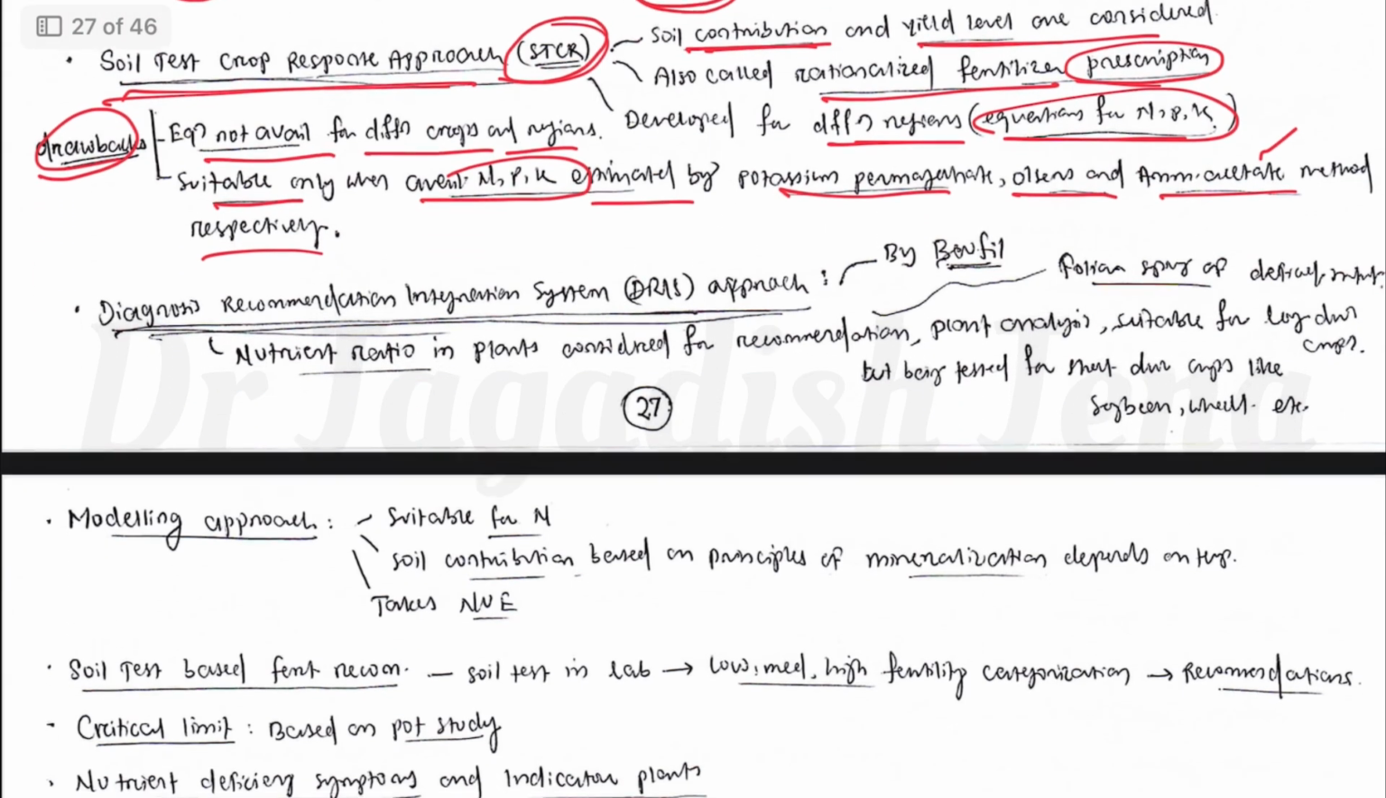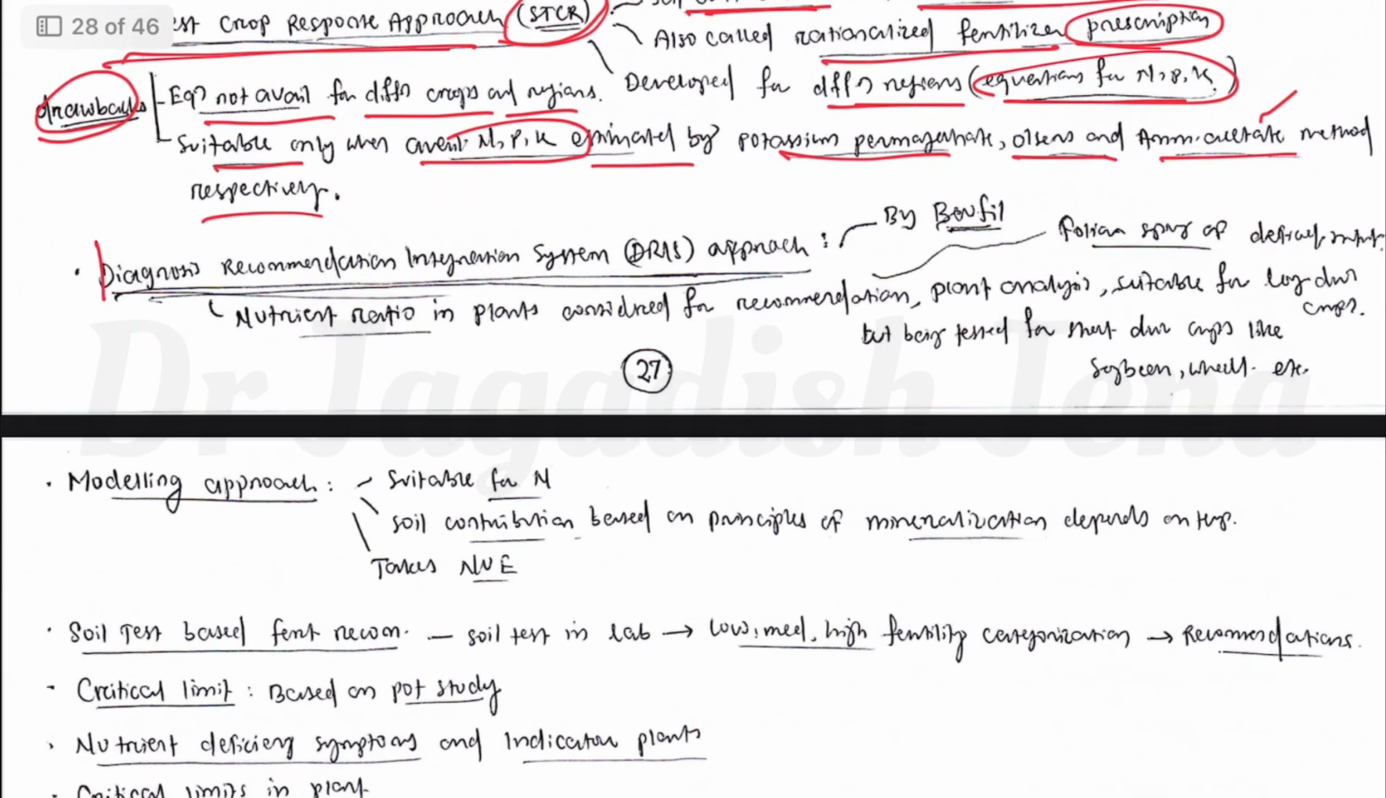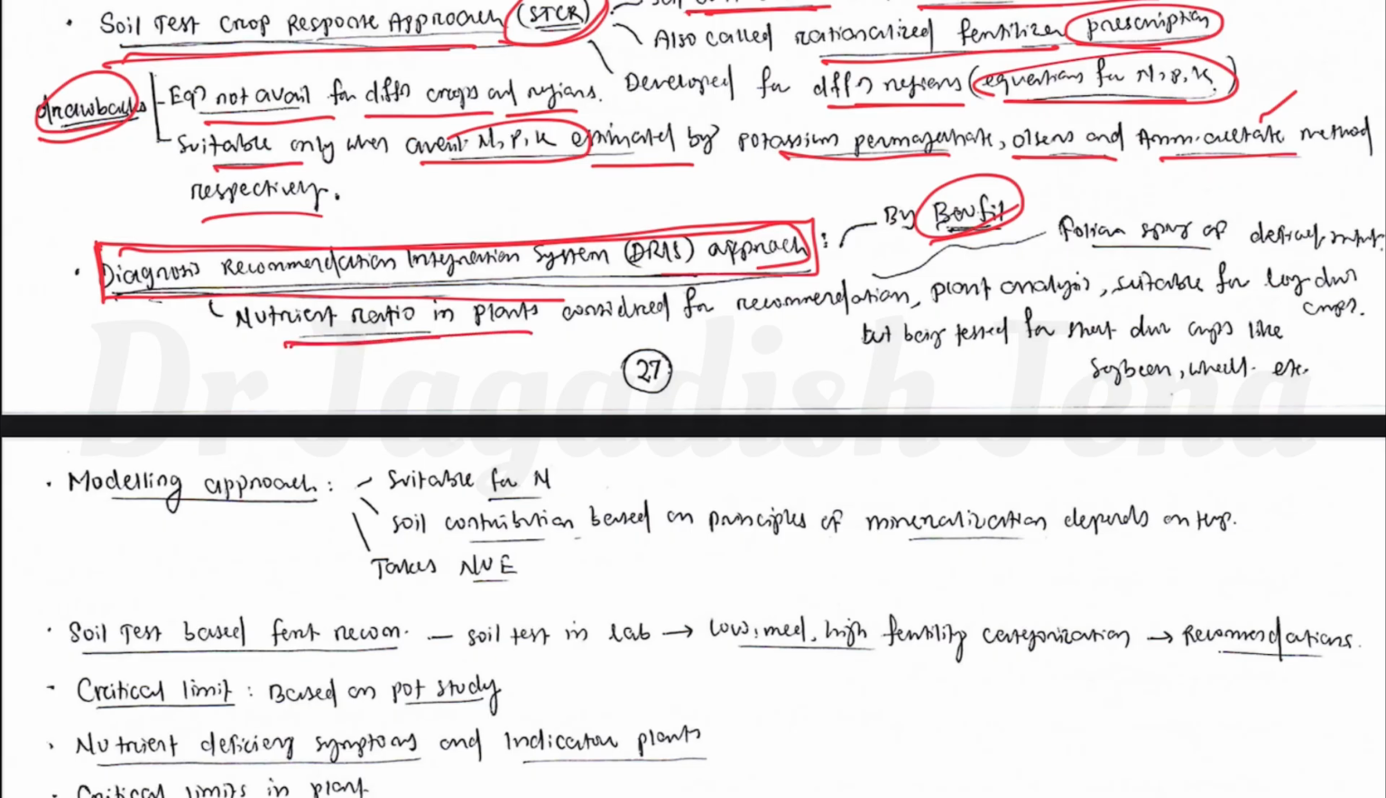Another one is diagnosis recommendation integration approach. This is another approach of fertilizer recommendation, and it was developed by Beaufils. Here nutrient ratio in plant is considered for recommendation of fertilizer. So basically at different stages we need to analyze the plant sample, and based on the nutrient ratio of the plant sample, we will judge whether the plant is deficient or sufficient in something. If it is deficient, then by foliar nutrition or foliar spray of different nutrients, we can fulfill that gap.